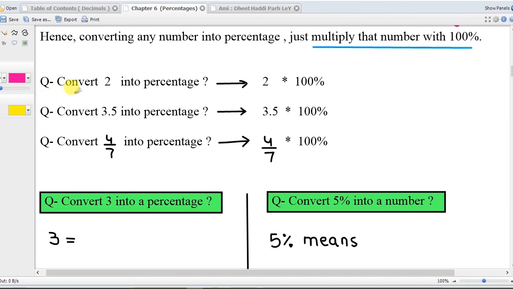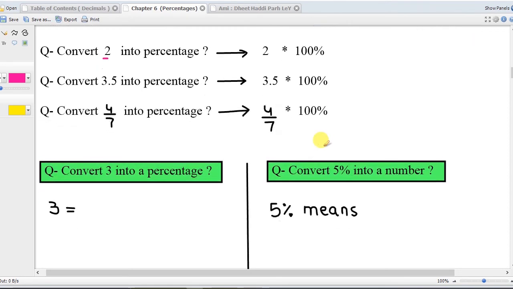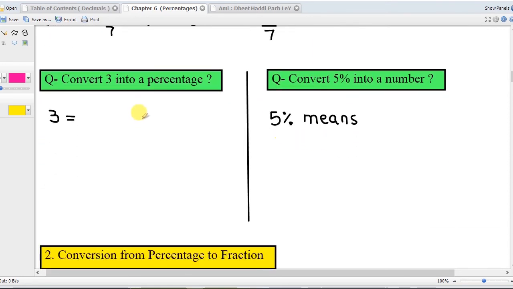Okay, here are a few examples. Convert 2 into a percentage. Simply multiply 2 by 100%. Convert 3.5 into a percentage. What we're going to do is simply 3.5 times 100%. Convert 4 over 7 into a percentage: simply multiply it by 100%, right? We'll solve a few of the examples now.